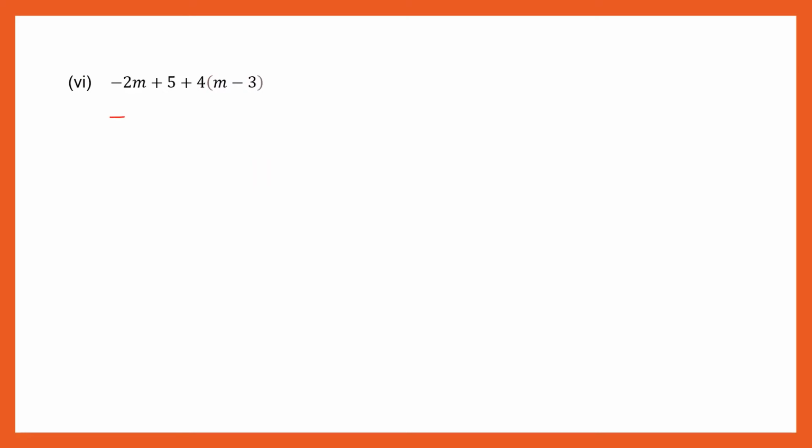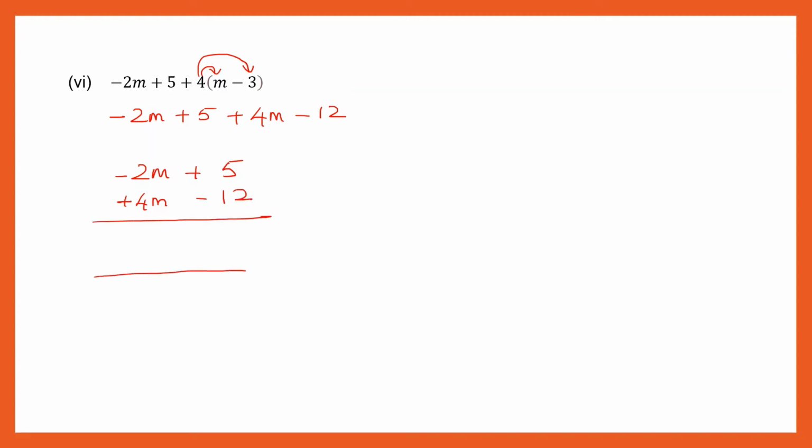Sixth one. Minus 2m plus 5, plus multiply 4m, multiply minus 4 plus 3, 12. So let's put them together. Minus 2m plus 5 plus 4m minus 12. Signs are different. Sign of the bigger number. Subtract, 4 minus 2 is 2m. Signs are different. Subtract, 12 minus 5 is 7.